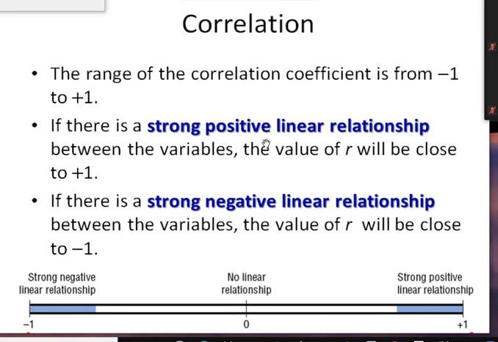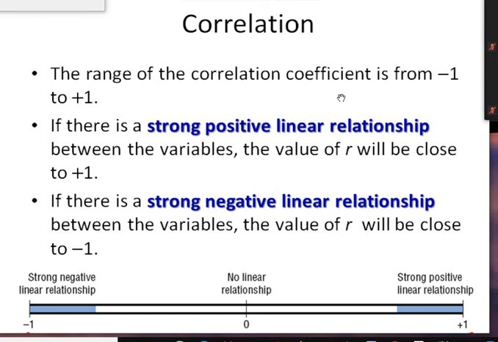The range of the correlation coefficient is from -1 to +1. If there is a strong positive linear relationship between the variables, the value of R will be close to +1. If there is a strong negative linear relationship between the variables, the value of R will be close to -1.